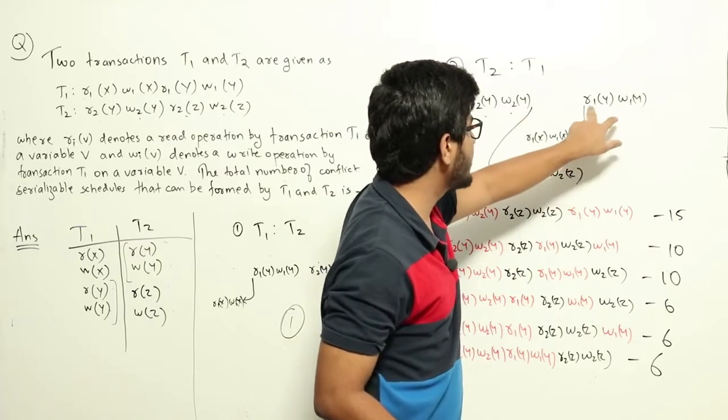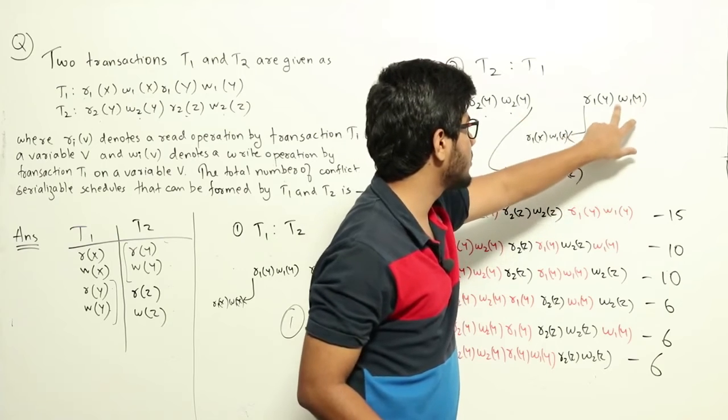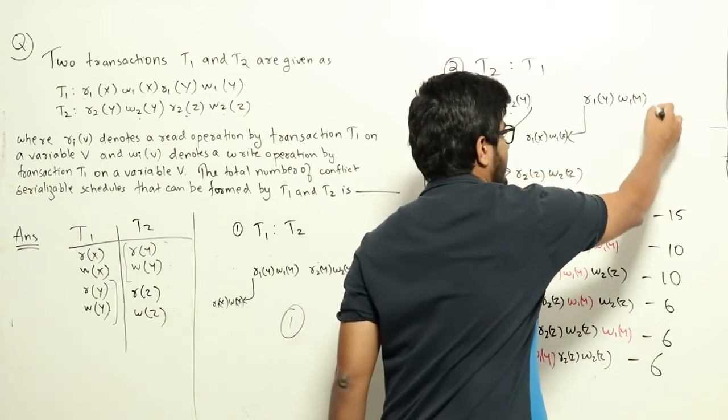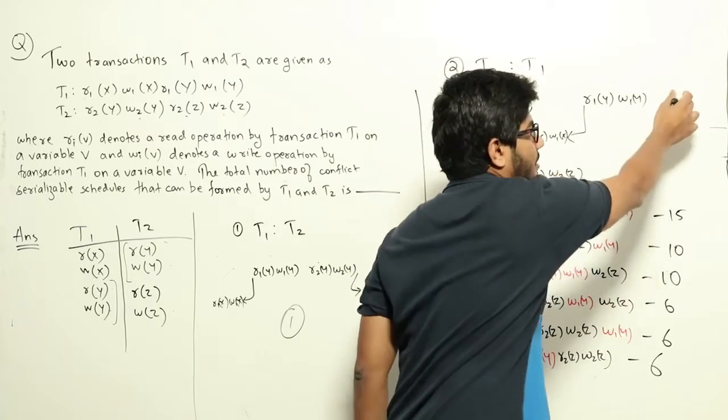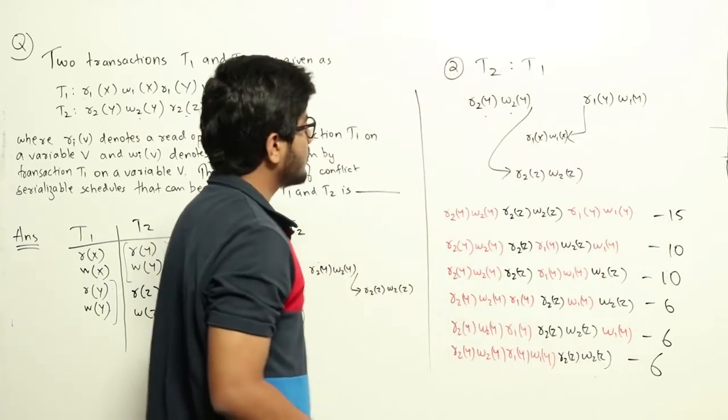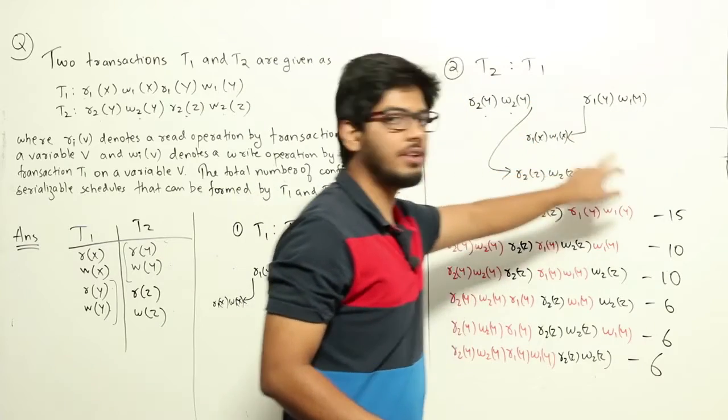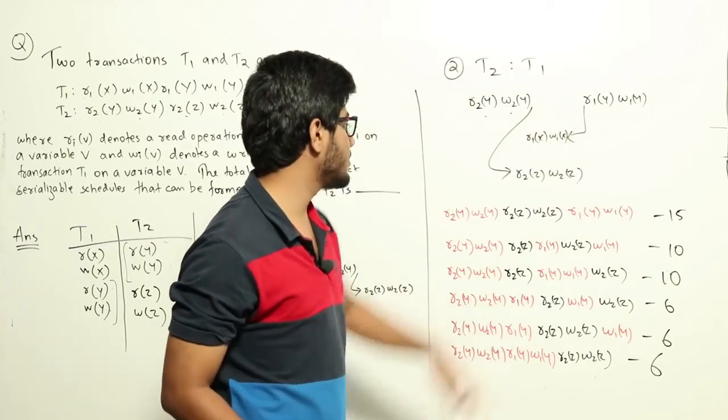This is another gap between read 1 of Y and write 1 of Y. We can put both of them here. And there is one more gap, that is after this. So read 2 of Z and write 2 of Z, I can put both of them in this gap as well. So we have 3 gaps here. Let us see how to assign these 2 items in those 3 gaps.